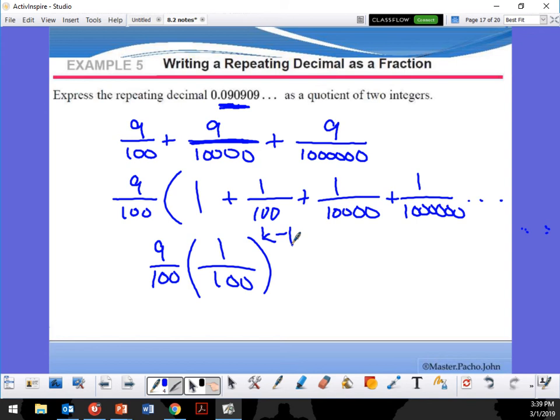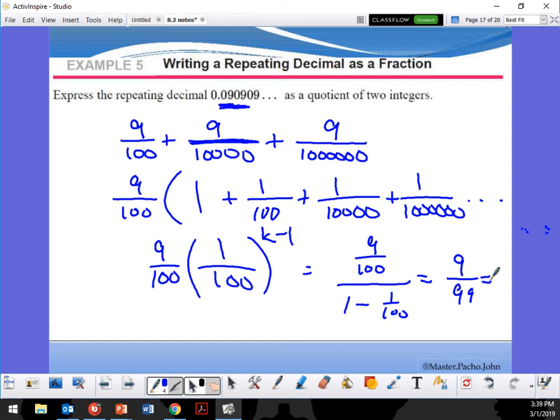Say yes. R value is less than 1. So since my R value is less than 1, now my A value is going to be 9 over 100. So I'm going to equal 9 over 100, times 1 minus R, which is 1 over 100, okay? Common denominator is 100, right? So multiply that out, what does it give me? 9 over, as I distribute 100, that's 100 minus 1, right? Yeah.